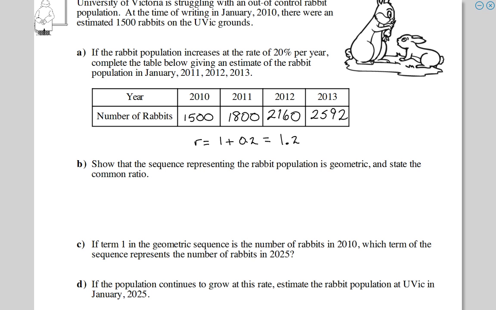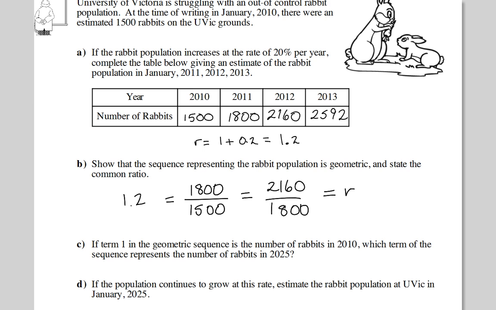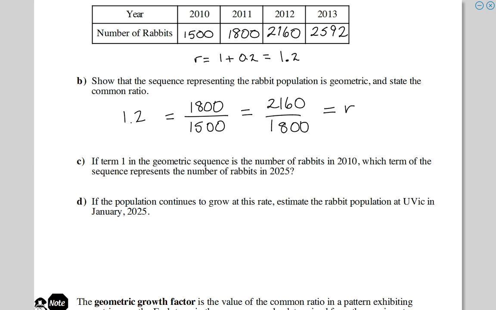Okay, show that the sequence is geometric. Well, we know it's geometric, but again, just to reiterate: the second term divided by its previous, the third term divided by its previous, and that will equal your R value, which is the ratio 1.2. We already know that.